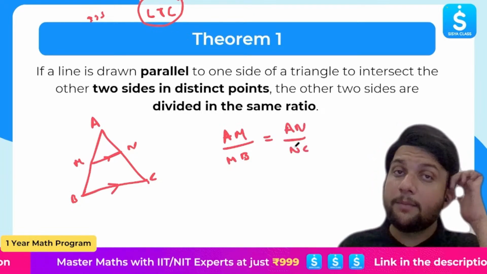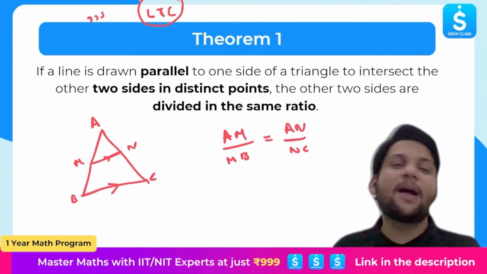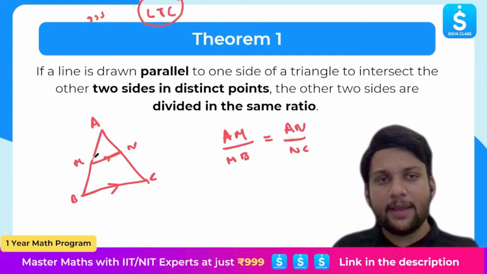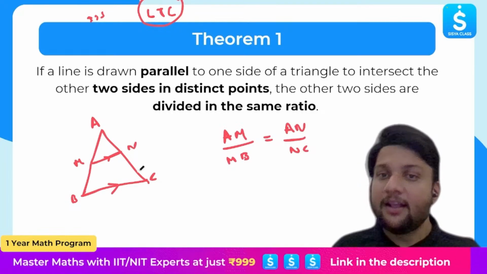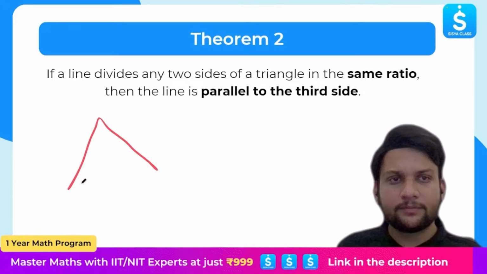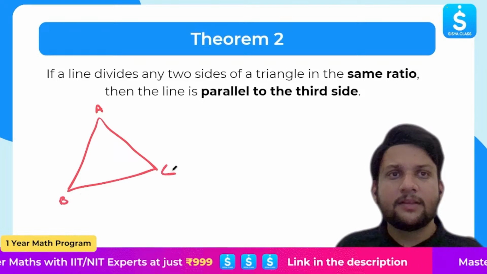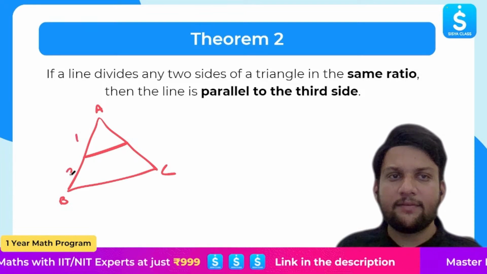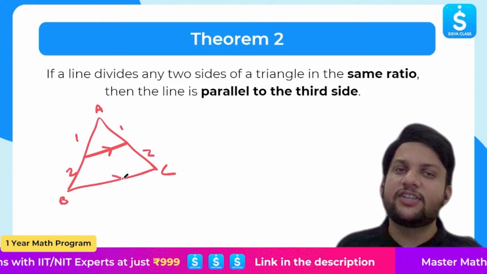This is very important, and the proof is also very important. It has been asked in the past, and it will be asked in your midterm exam, pre-boards, boards. It can be asked. Again, I'm saying so. AM over MB is equal to AN over NC. All right, clear. There's a converse of this theorem as well. What does it say? Suppose we have a triangle, let's take the same triangle ABC, and it is given a line divides any two sides of a triangle in the same ratio. That is, if I draw it like this, with ratio, well, let's say 1:2, then this line is parallel to the third side. This is just the converse of theorem 1.